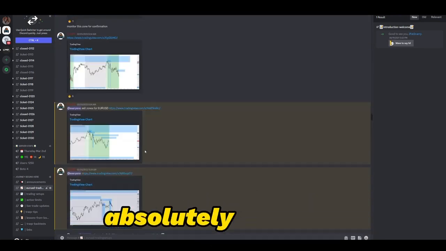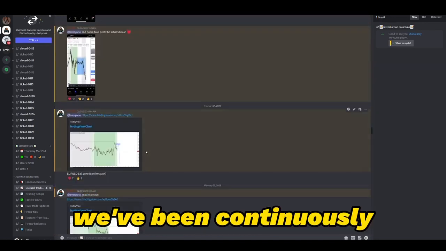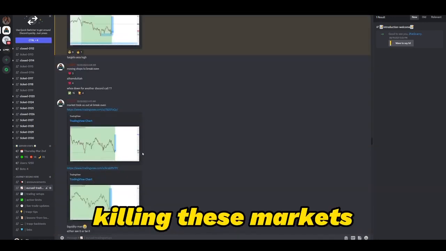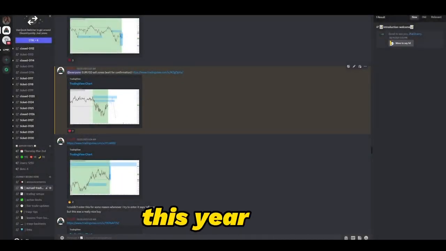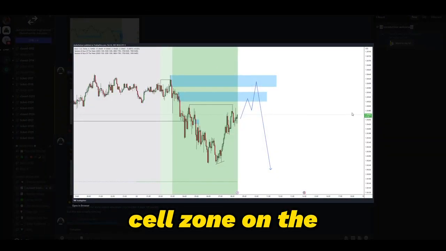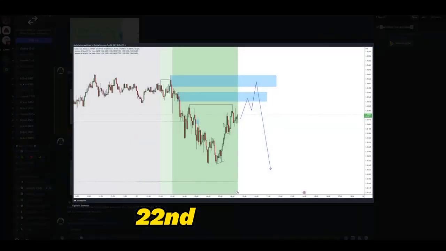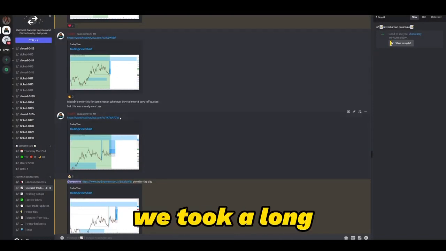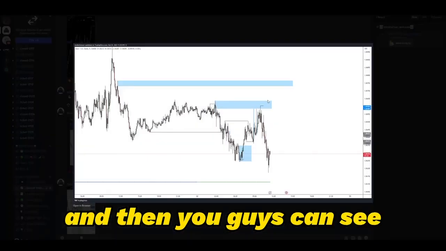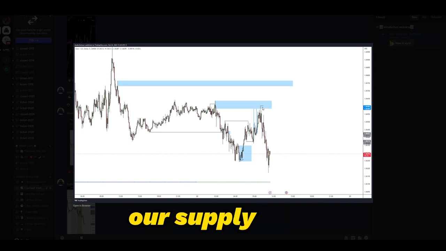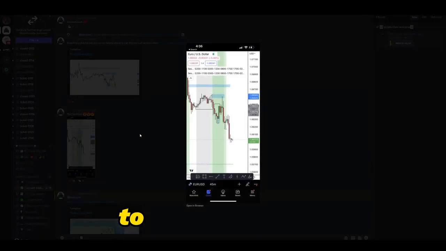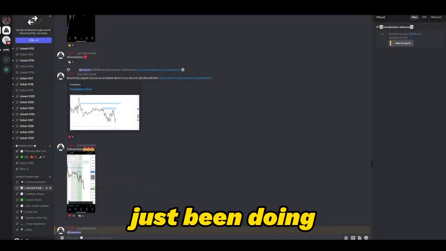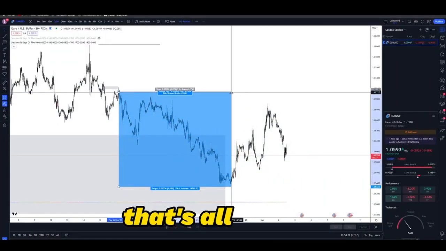Now the Discord has been doing absolutely amazing. We haven't stopped there. We've been continuously killing these markets. If you guys want to see more proof, just take a look at this. We sent out this Euro USD sell zone on the 22nd of February. We were monitoring both zones for confirmation. We took a long up to the point, and then you guys can see exactly that price respected our supply zone and sold off from there immensely. And as you guys saw, all of these have been sent to the group chat, and we've all just been doing very well, alhamdulillah. That's all I really have to say.